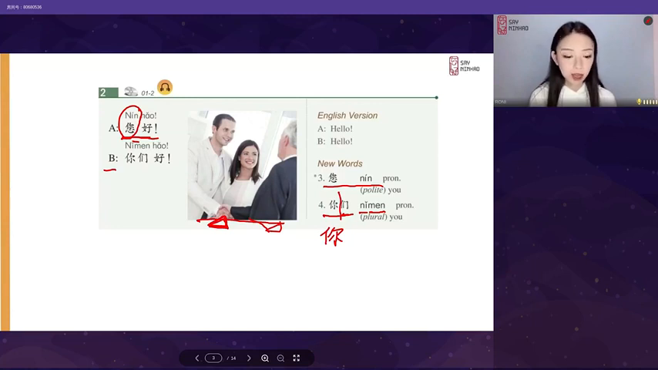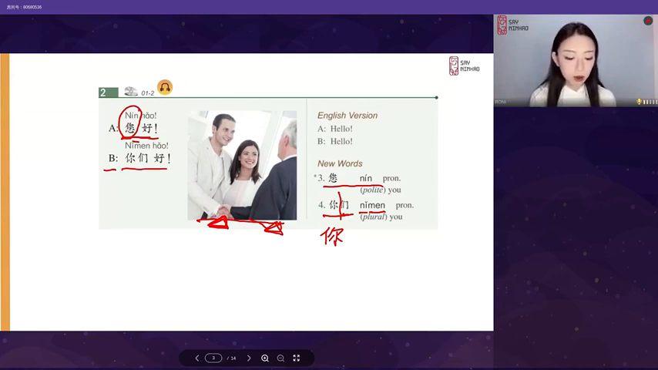I believe the couple said 您好 to this old man, because he is older than them. To show respect, they used 您好. So when you are greeting your teacher or someone much older than you, you can use 您好 instead of 你好. Okay?